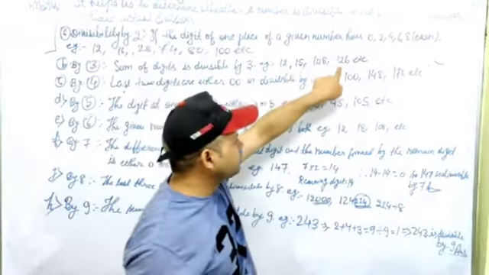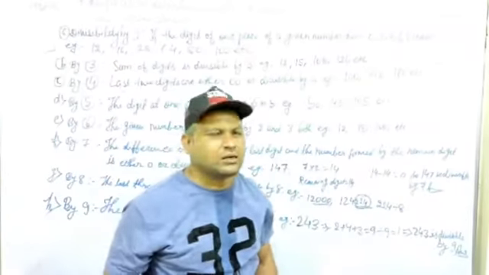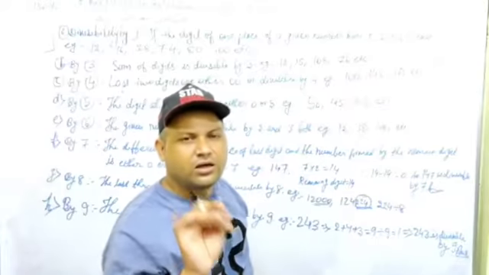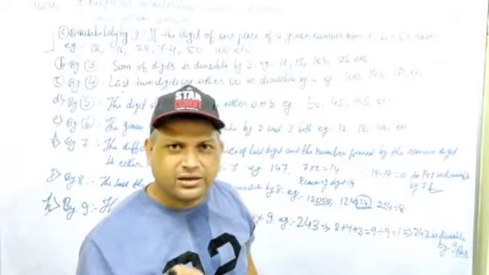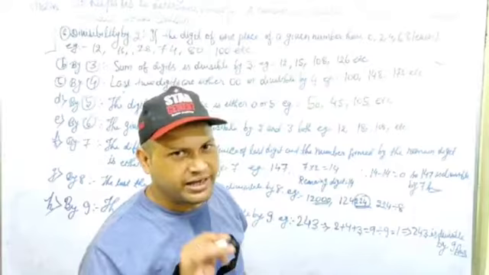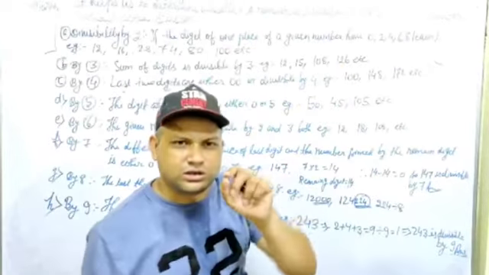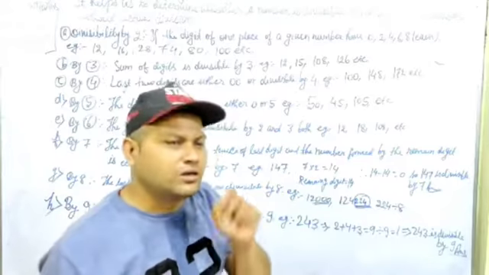In the same way 126, we can check: 1 plus 2 plus 6 is equal to 9. 9 is divisible by 3. Yes, 9 is divisible by 3. That's why we can justify that 126 is also divisible by 3.